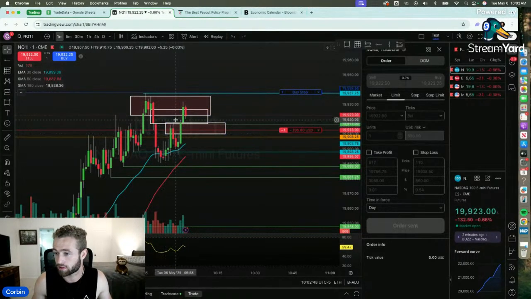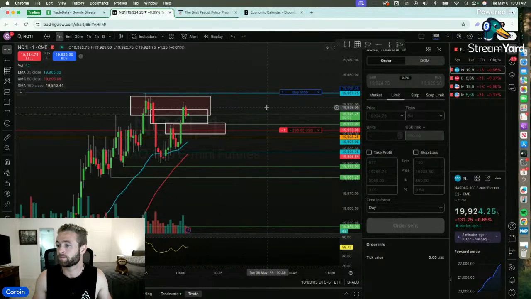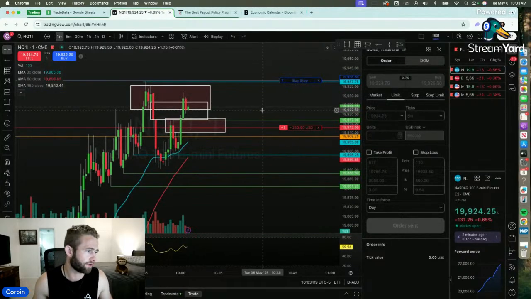So in order for us to go back to the downside, we have to break down below these levels again right here. Otherwise, a continuation of the trade is going to stop us out. I liked the trade setup though. Is it always going to work in our favor? No.